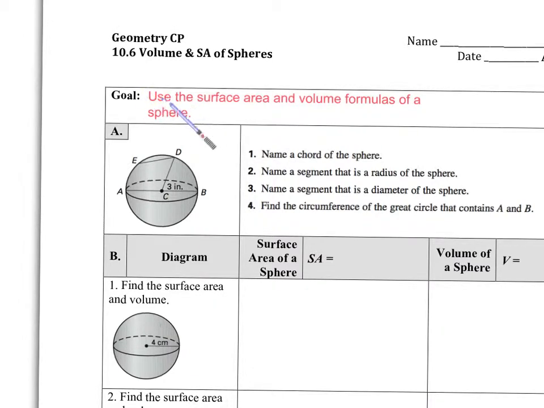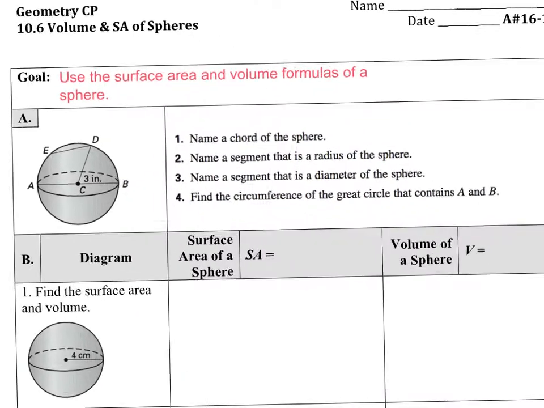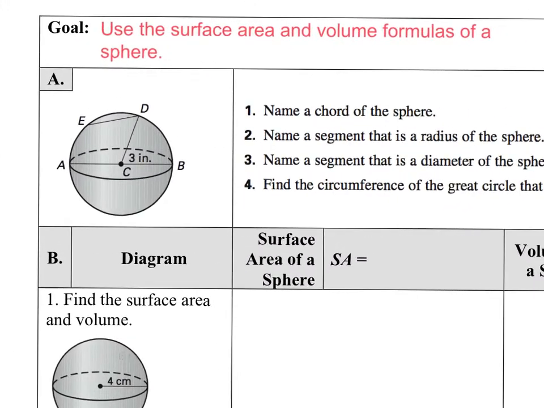So geometers, we are going to use the surface area formula and the volume formula of a sphere and find a number of different things. But first, we want a little bit of vocabulary. The first thing we're going to do is name a chord, and we need to define what a chord is.